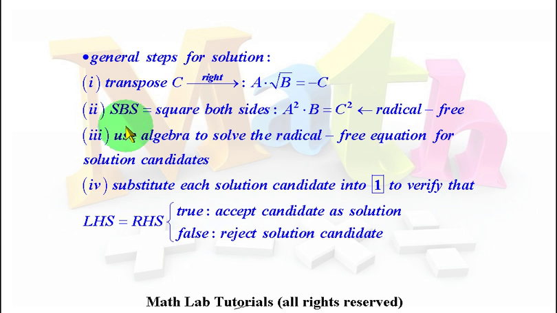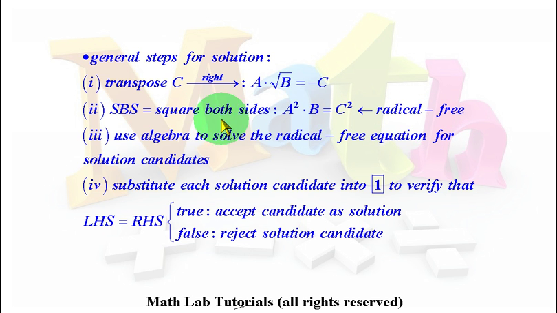Once we do that, the next move is to do an SBS. SBS means square both sides of the equation. Okay, so when we square the left-hand side, we get a squared dot root b. Root b is just b, so we get a squared dot b. On the right-hand side, minus c all squared is just c squared. All of a sudden, we notice that the equation is radical free.